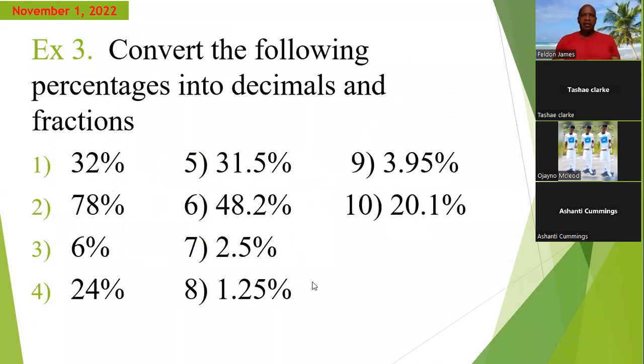All right, here now you're asked to convert the following percentages into decimals and fractions. All right, so you may go ahead, start this one, guys. Raise your hand if you're finished.